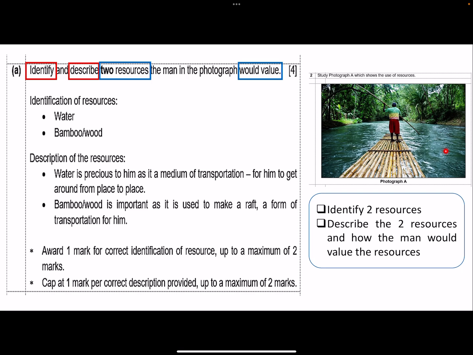More importantly, please make sure that you've circled the command words identify and describe, and you have annotated that for identify, it is once again key geographical terms. For describe, we are looking at linking, giving a description as to how this thing would be used.